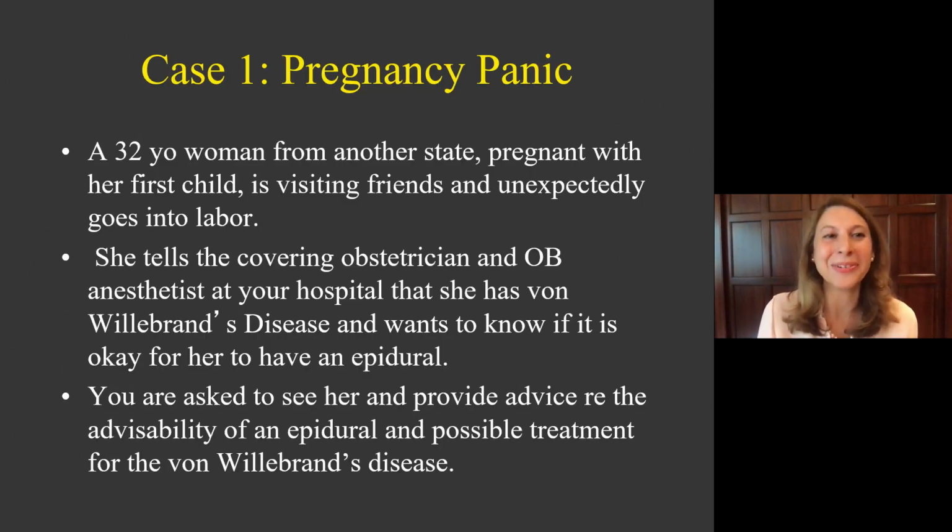So the first case is a 32-year-old woman visiting us from another state. She's pregnant with her first child, visiting friends, and unexpectedly goes into labor. She tells the covering team that she has von Willebrand's disease, and she hadn't had a chance to talk to her doctor about this, but she wants to make sure that she can get an epidural. You are asked to see her and provide advice regarding the advisability of an epidural and whether or not she needs any treatment for von Willebrand's disease in pregnancy now.